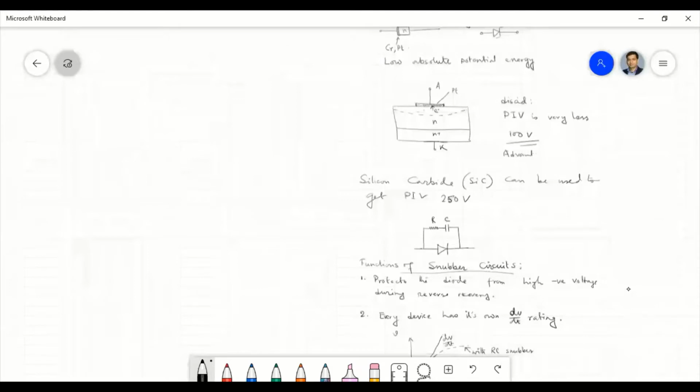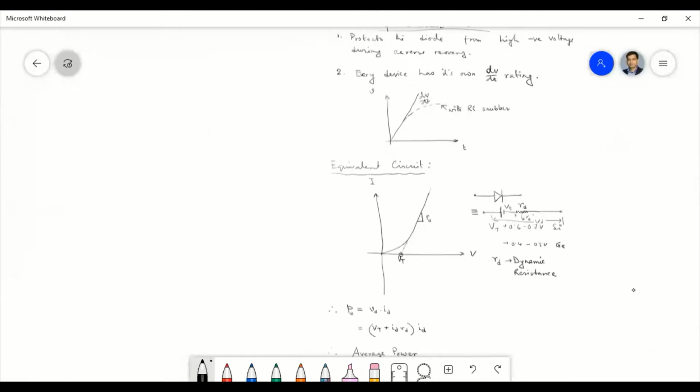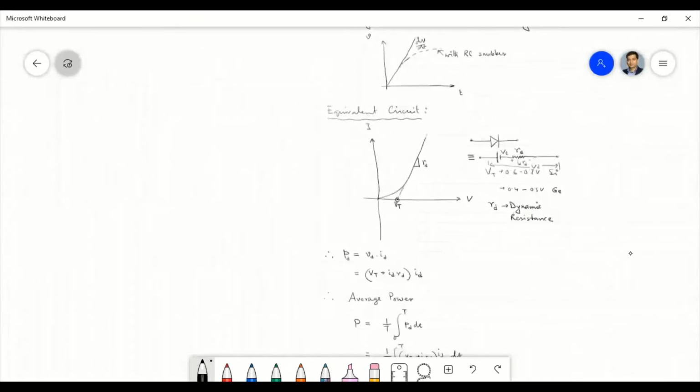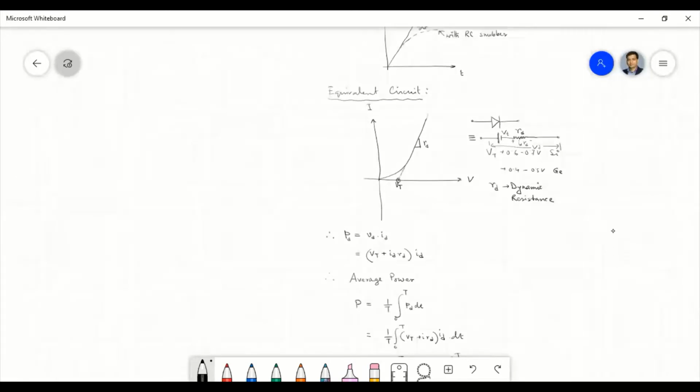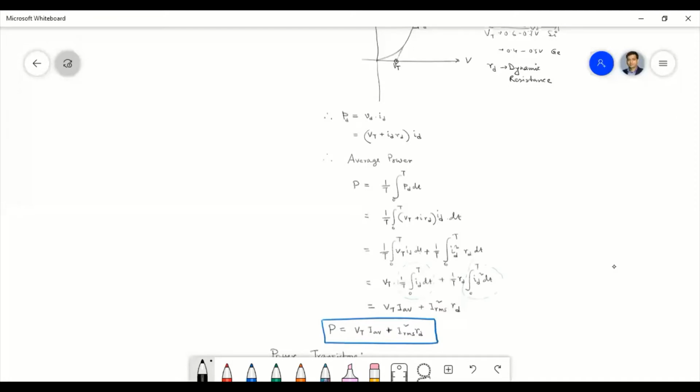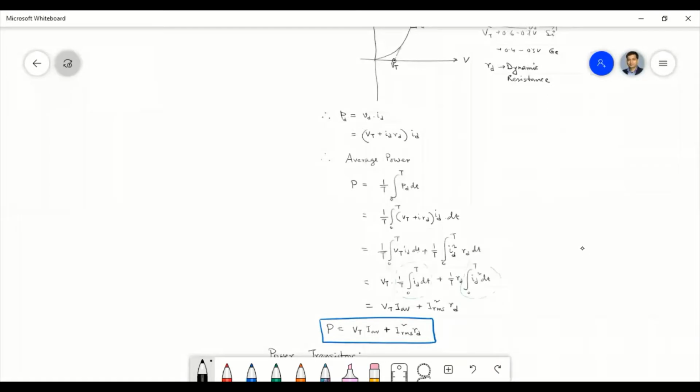Then we discussed the different functions of snubber circuits and the equivalent circuits. The equivalent circuit is very simple: it has a threshold voltage in series with a dynamic resistance R_D. And then the power dissipation in the diode, because during fast switching the power also should be considered, and accordingly we have to design the heat sink. So these are all we have discussed regarding the power diode. If you have any doubt, you can ask me.